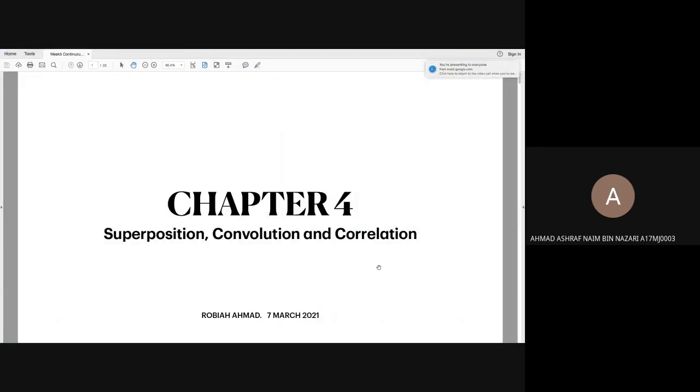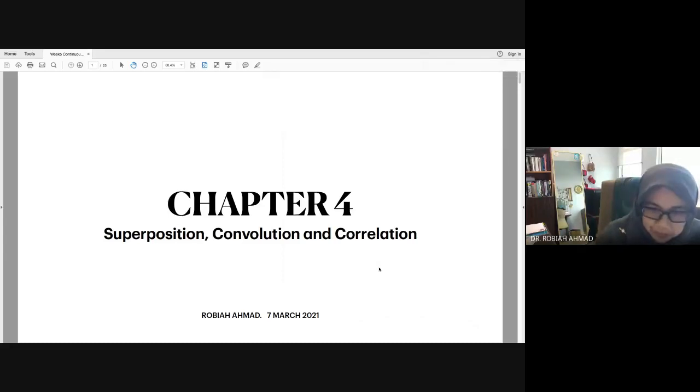Okay, today is week 5. We are in chapter 4. Last week we discussed superposition responses for different types of input. Today we're going to look at the topic of convolutions.